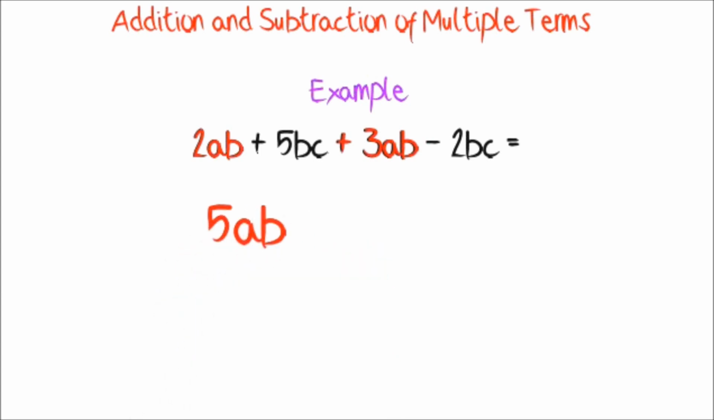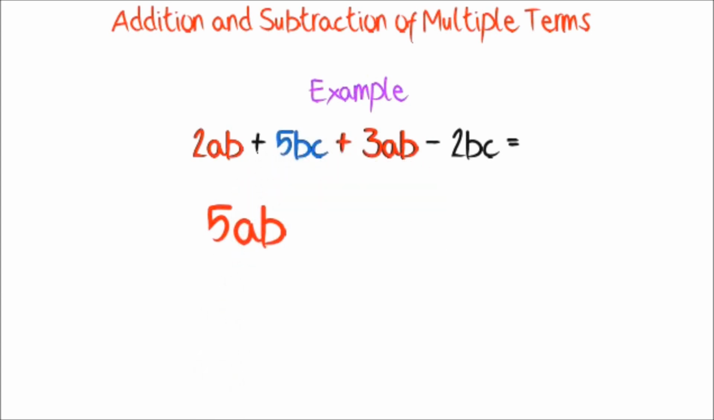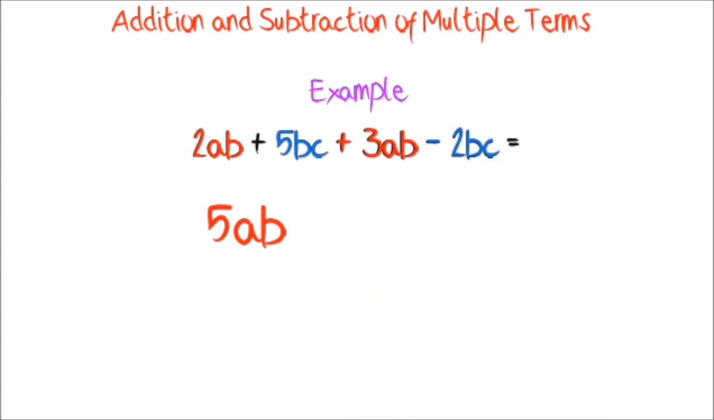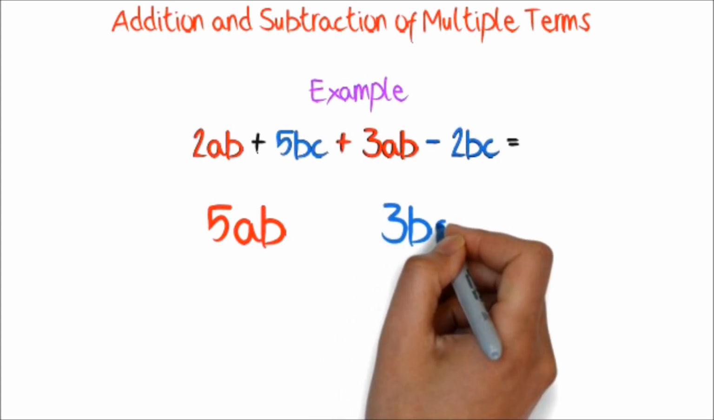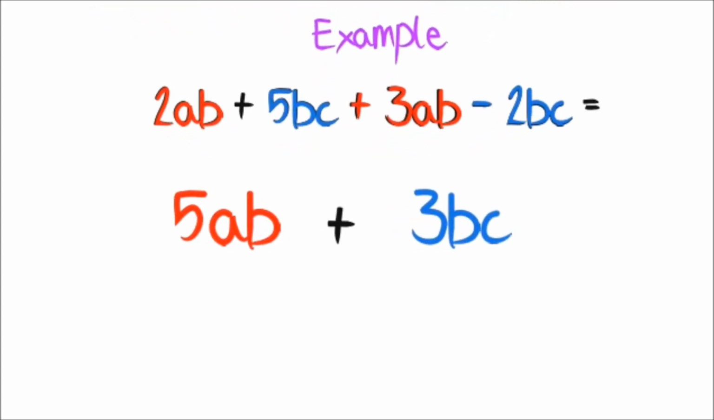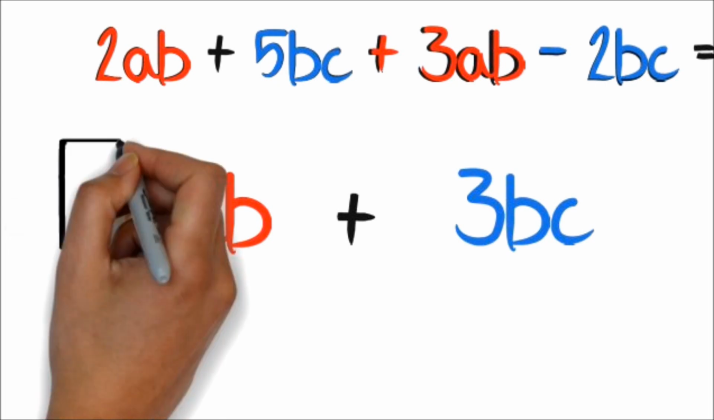5ab. Next, we pick the 5bc. We look for another term with bc. Here we have negative 2bc. We work on 5bc minus 2bc to get 3bc. We cannot add 5ab and 3bc, since they have different letters after them. So that is our final answer.